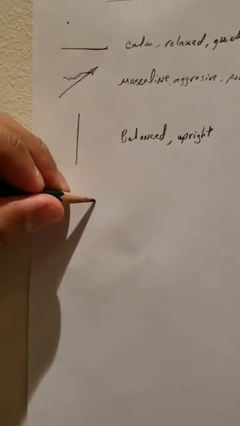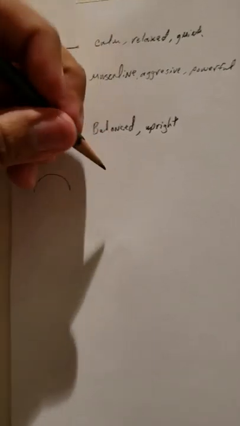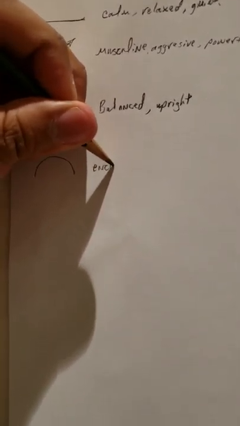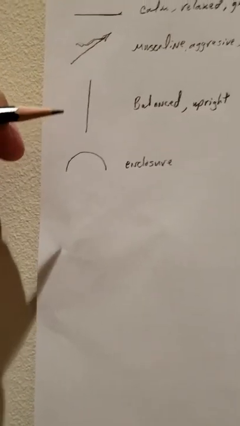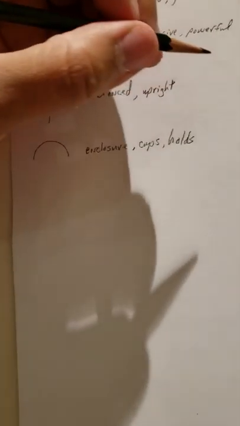And then you have your arc. This is enclosure. This is cups, right? Like a bowl, coffee cup, and it holds everything together. Kind of like bridges and whatnot. So it relates. Okay.